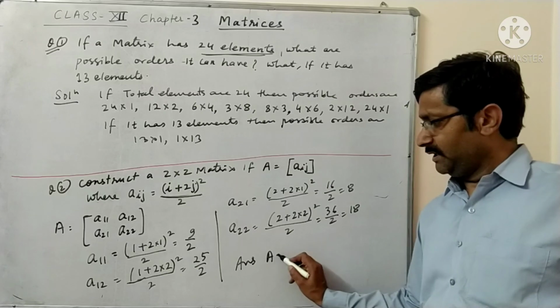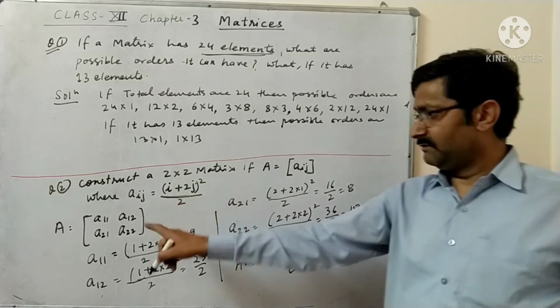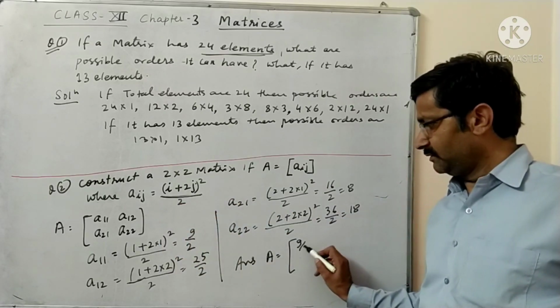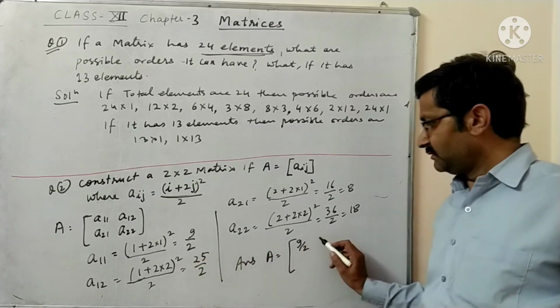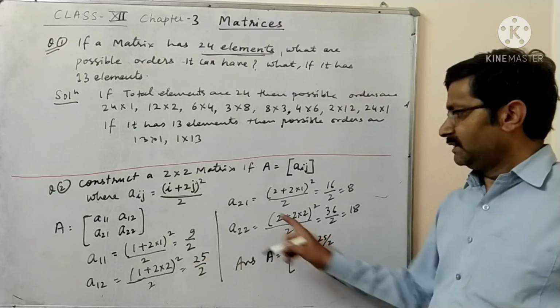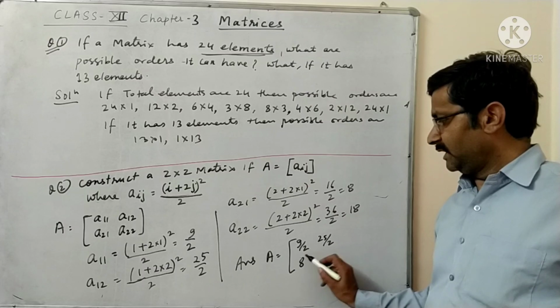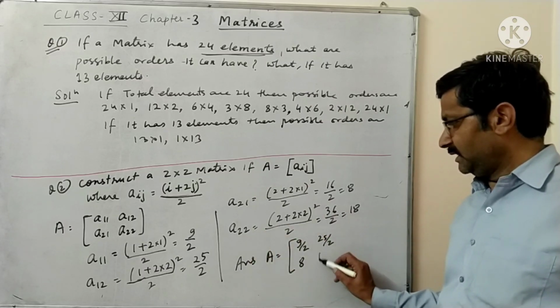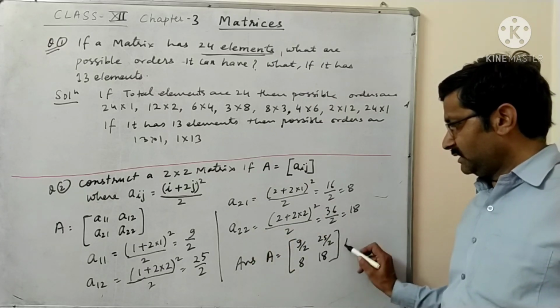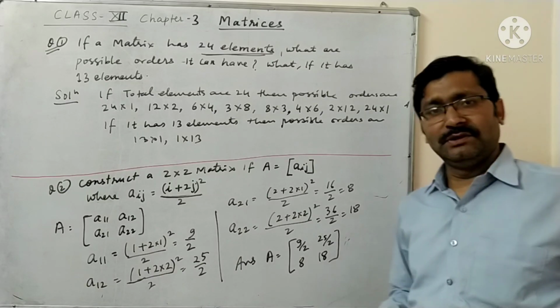Now look here, all these values we put here, so we get the answer. This matrix A is equal to A11, we get 9 upon 2, so 9 upon 2 we write. Then 25 by 2 we write. Then A21 is 8, 8 we can write, and A22 is 18, 18 we can write here. So in this way we get the answer. All of you understand this?